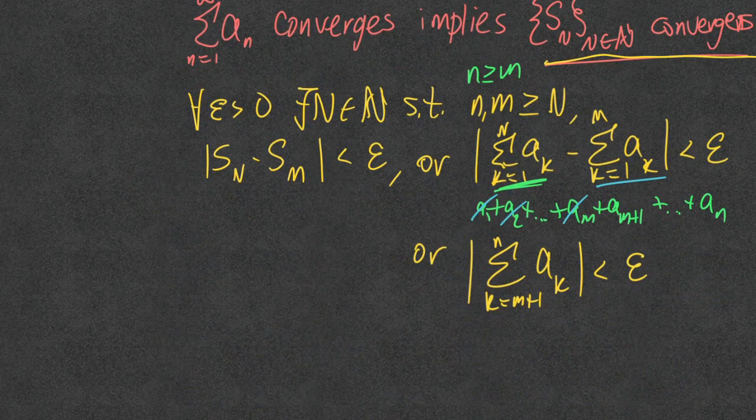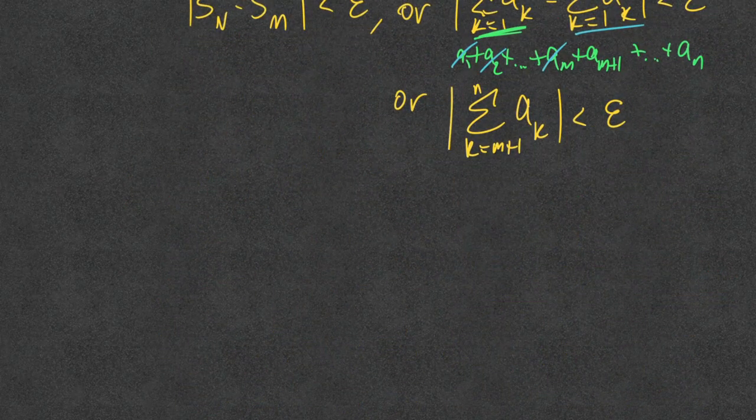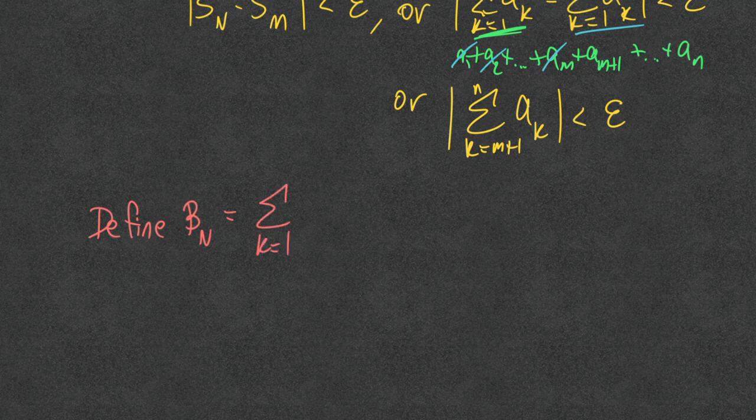We first should probably define some partial sums, and I don't really know what letter we should use here. Maybe, I don't know, B. So we'll say define B sub n as the partial sums from k equals 1 to n of z sub k. Okay, and let epsilon be arbitrary.